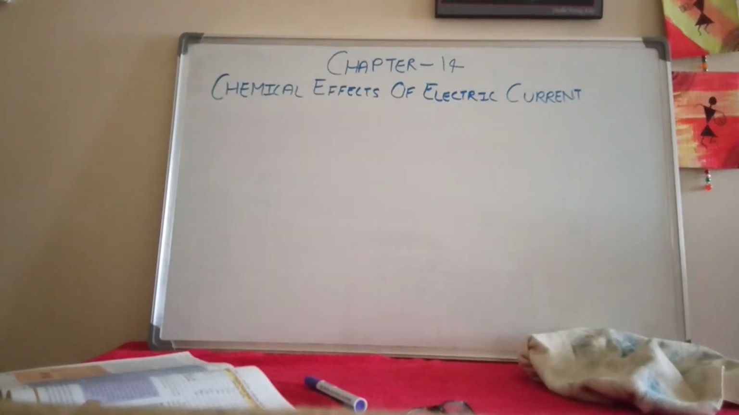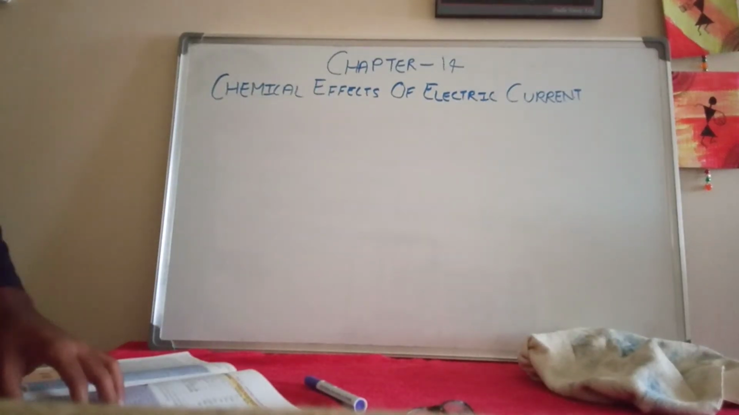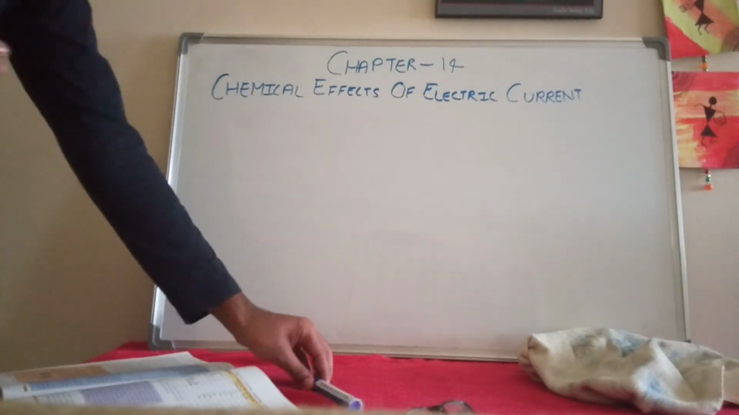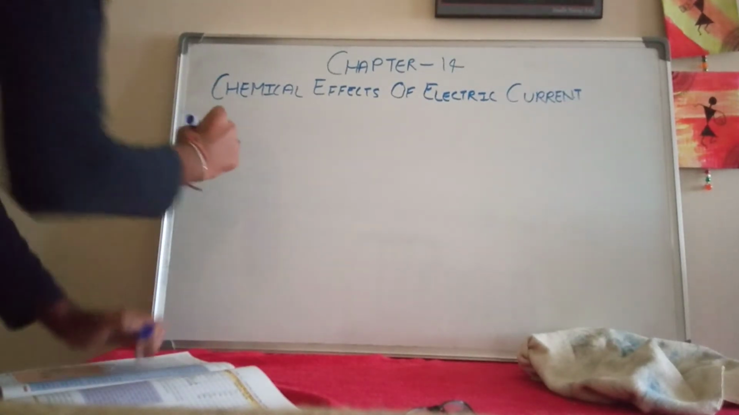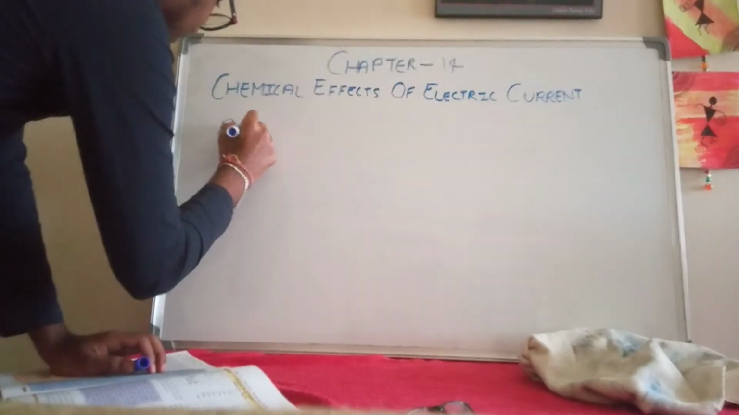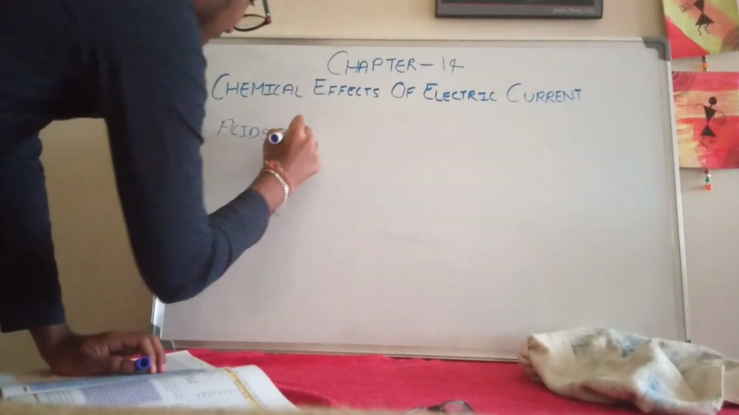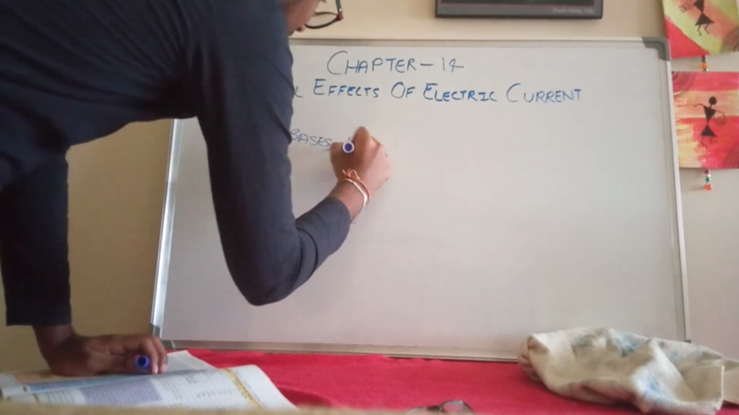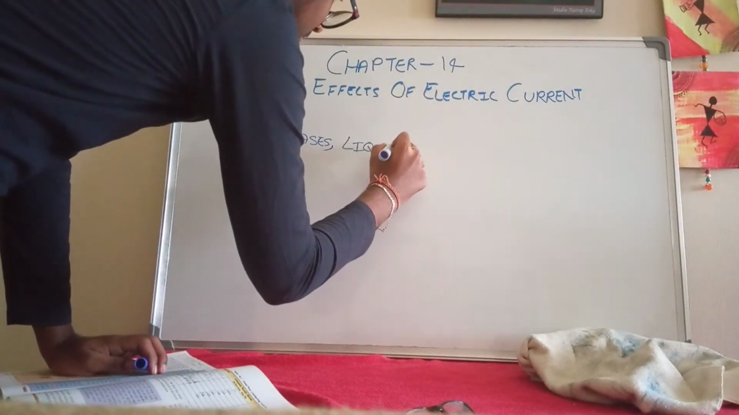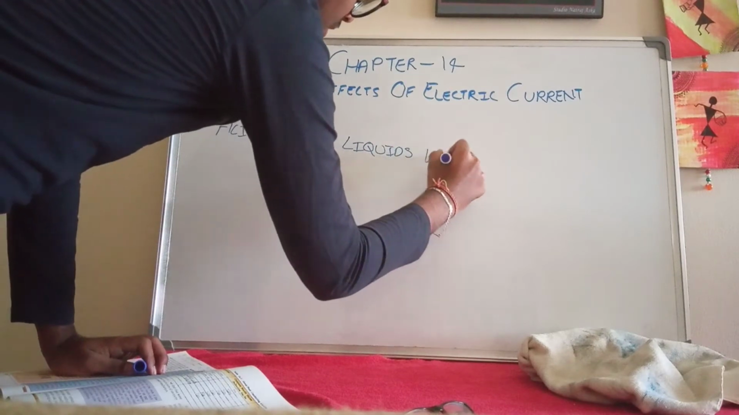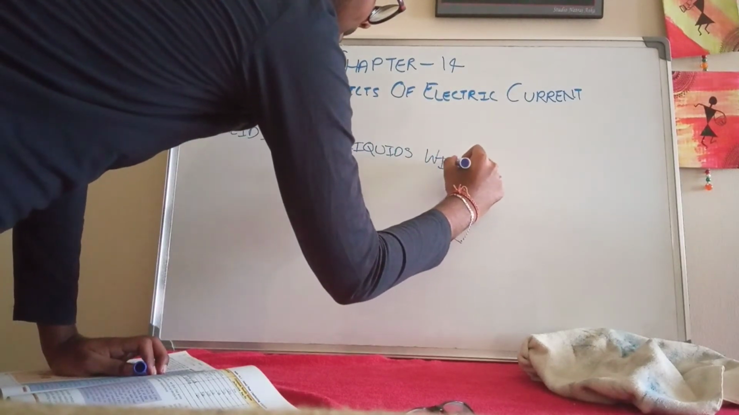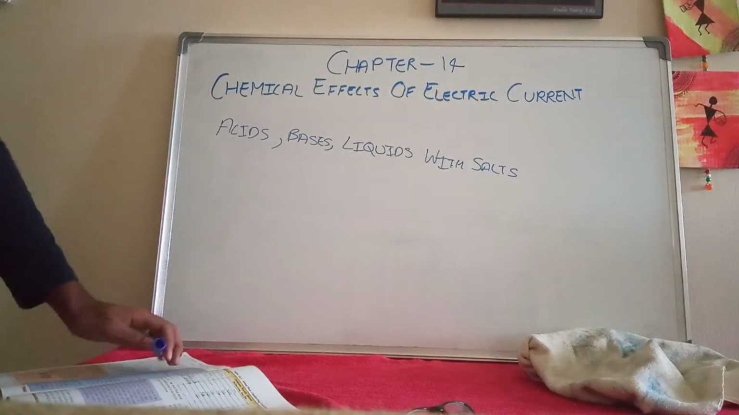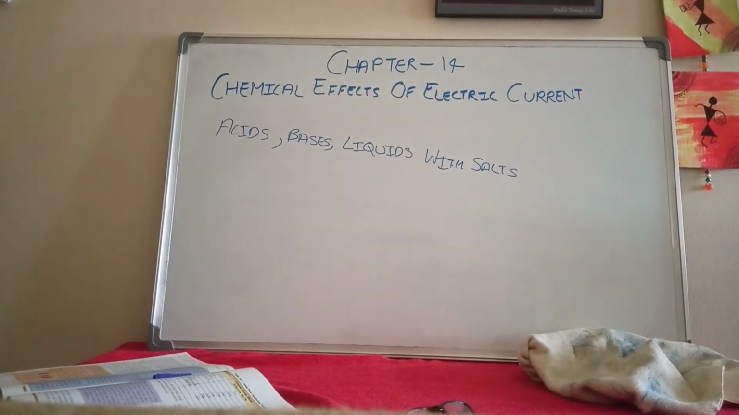So, which liquids have the ability to conduct electricity? Acids, bases, and any liquid with salts can conduct electricity. Acids, bases, and liquids with salts have the ability to conduct electricity.